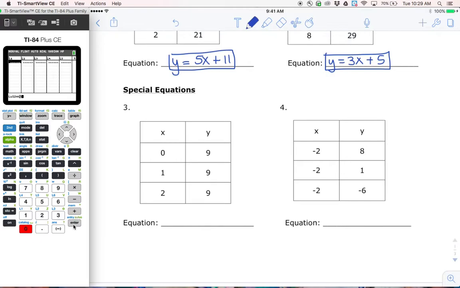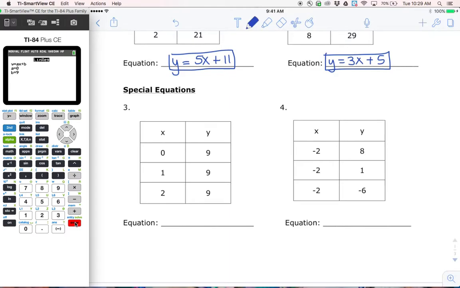So I've got 0, and I've got 1, and I've got 2. Okay, on the right, my Y's, they're all 9. But I have to put it 3 times, so I need them lining up like in the table. Okay, so stat edit. Now we're going to go to stat over to calc. And we want a linear regression, right? We think this is line, so we're going to press enter. Down, down, down to calculate.